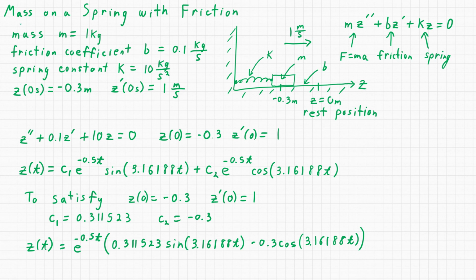This example is for a mass on a spring with friction. Over here I've got my little diagram. This is meant to be a solid object, actually on some horizontal surface. And we've got a mass, M, some block.